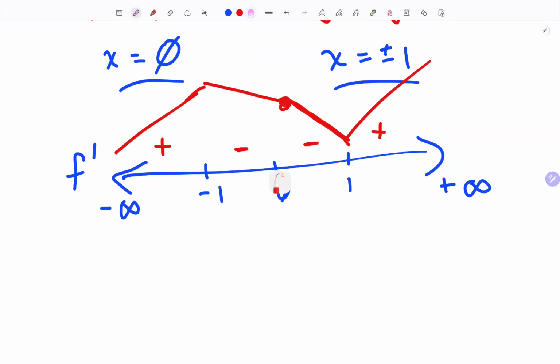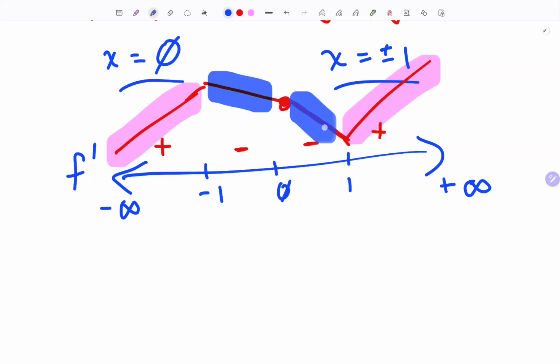So, this section here, my graph is increasing and increasing. These two sections, my graph is decreasing and decreasing. And then right here, we're going to have a relative max. And right here, we're going to have a relative min. And at 0, this would be a critical point, but neither a max or a min.